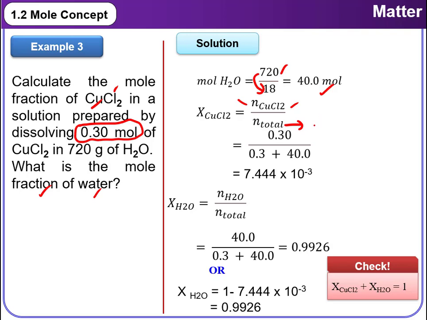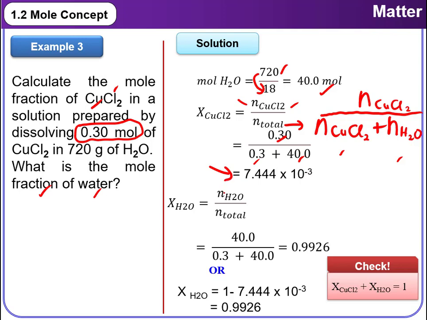What is mole total? Mole total is mole copper chloride plus mole water. I prefer you write it this way instead of N total. So write mole copper chloride divided by mole copper chloride plus mole water, instead of writing N total. Okay, so 0.3, it is also 0.3 here, plus 40 mole of water. Then this is your mole fraction of copper chloride.